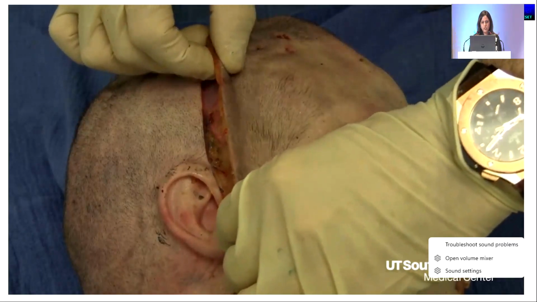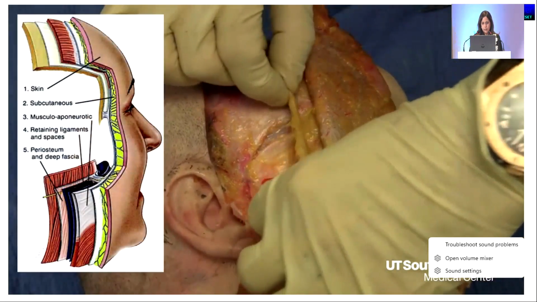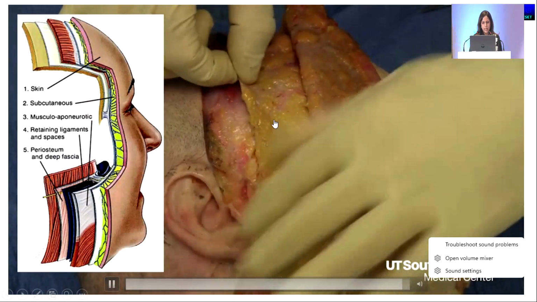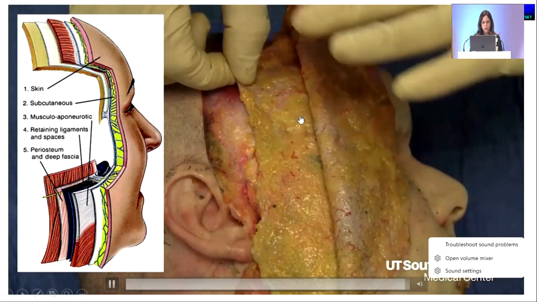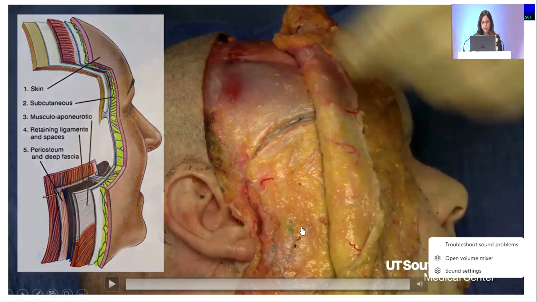So after we finish the first part, that is the forehead, as we can see in the diagram, this area between the skin and the superficial temporoparietal fascia is the safe zone, and deep lie the threatening vessels.